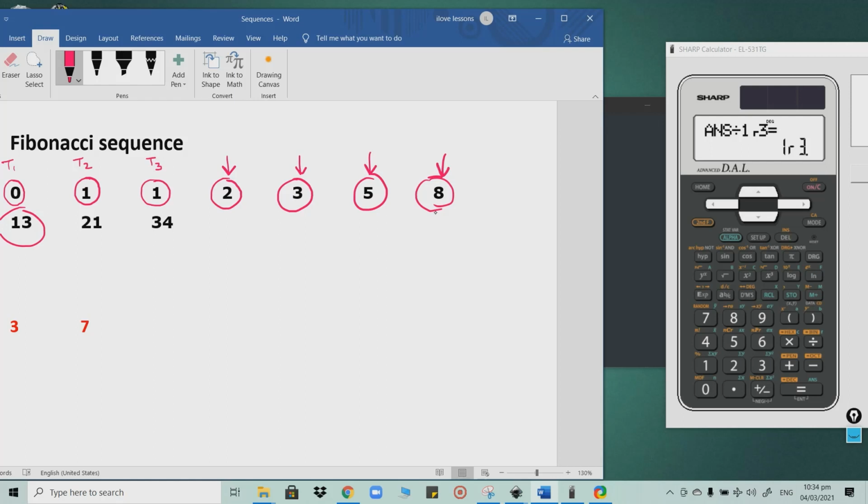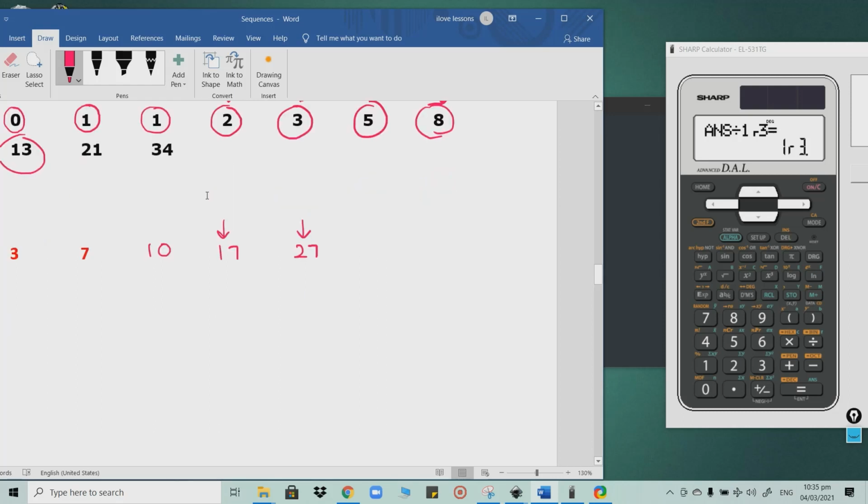So let's try another one. Let's start off with 3 and 7. What would be the next number? Well, to get the next number, you add the 2 numbers before. 7 plus 3 is 10. To get the next number, add the 2 numbers before. 10 plus 7 is 17. To get the next number, add the 2 previous numbers. 17 plus 10 is 27. I think you get the idea here. Now you just have to look out for this sequence. It takes a little bit of practice to identify it, but like I said, we will get the practice as we go along.